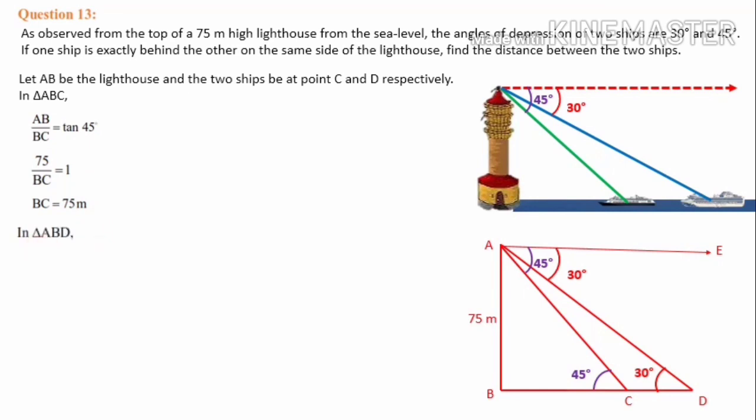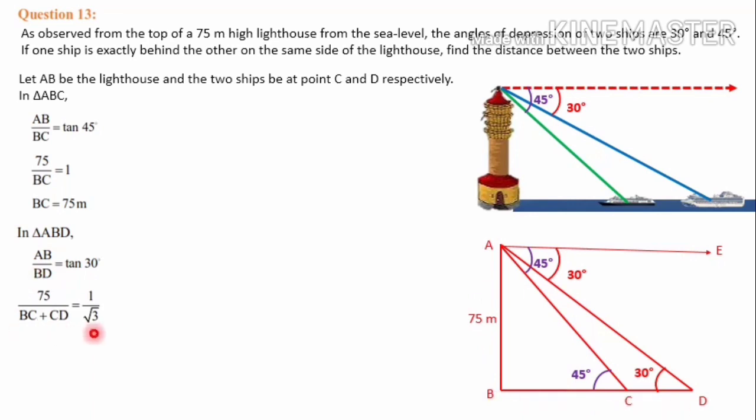Then in triangle ABD, the bigger triangle ABD, if you take the same approach with respect to this angle of 30 degrees, this is opposite and this one is adjacent. So AB by BD is equal to tan 30. AB we know is 75. Then BD we have to split as BC plus CD.